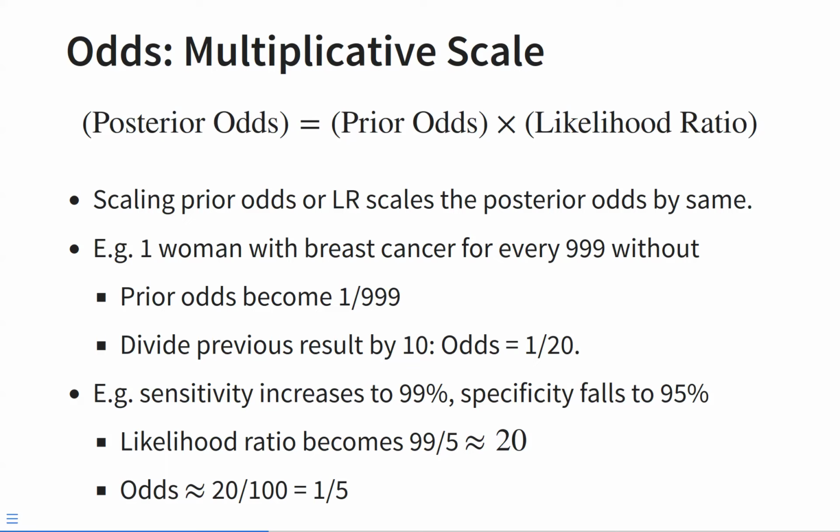So what would happen in this case? Well, the likelihood ratio would then become 99 over 5. So that's about 20. And what would happen then? Well, the odds would be 20 over 100, which is a fifth. So that's like 1 car and 5 goats. Just notice how easy that is to get the new answer as you change all the numbers. You can just do all of these in your head, which was not the case when we tried to work with probabilities.